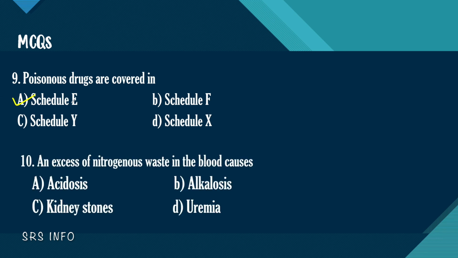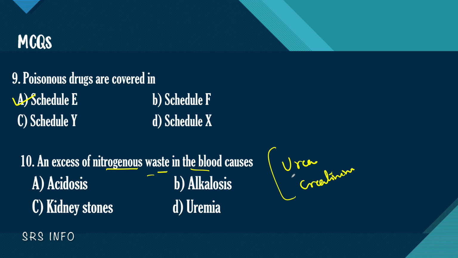Next, an excess of nitrogenous waste in blood causes what? What are these nitrogenous wastes? The end products of the amino acid and protein metabolism are the nitrogenous waste. What are the end products? Mainly urea and creatinine. Okay, these are the main byproducts or the end products of this metabolism of protein and amino acids. Okay, and what happens to this waste product?